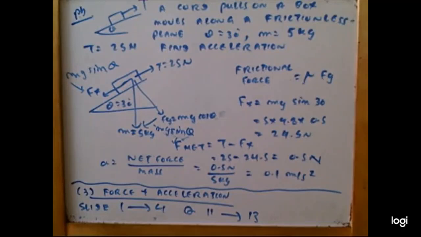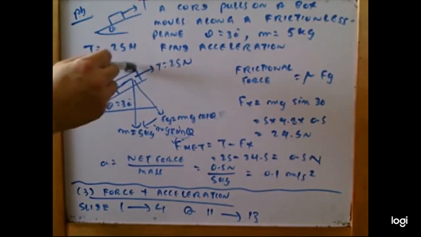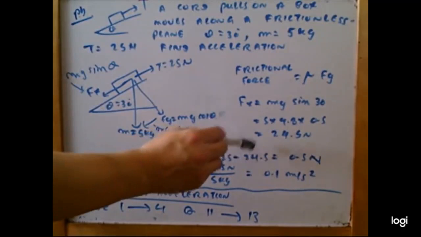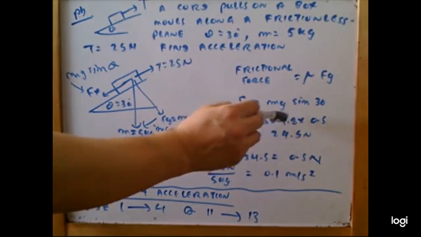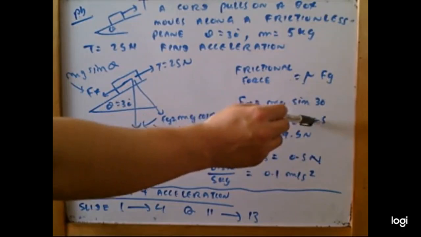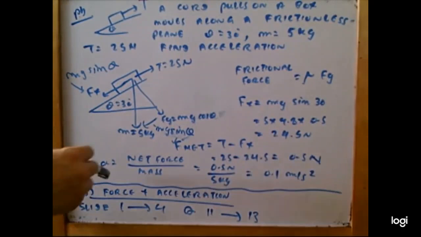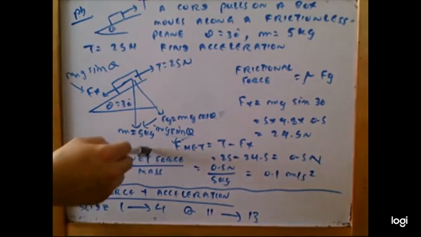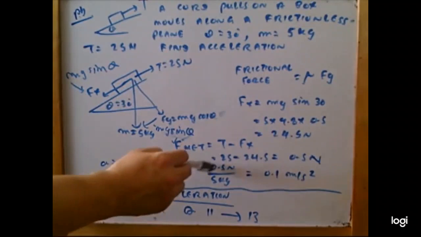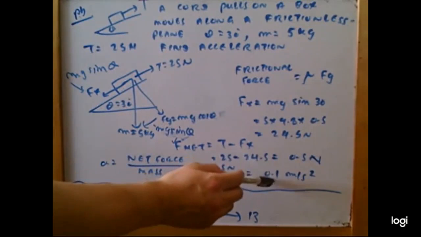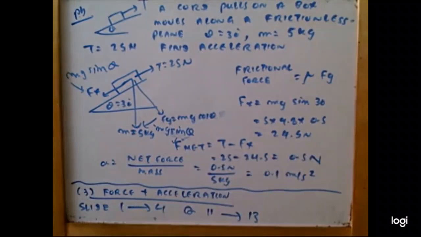So F net is equal to T minus Fa. The tension is 25 Newton, and the going down force is mg sine theta. For m is 5, g is 9.8, we get 24.5. So 25 minus 24.5 is 0.5 Newton. So acceleration a can be calculated as net force divided by mass. Net force is 0.5 Newton, mass is 5 kilograms, so you get 0.1 meter per second squared.